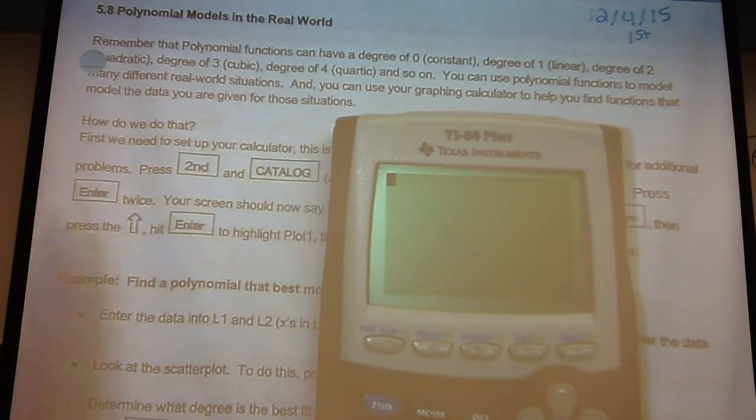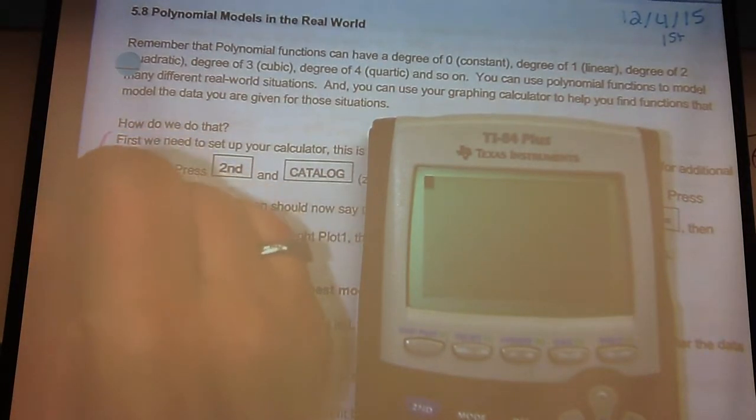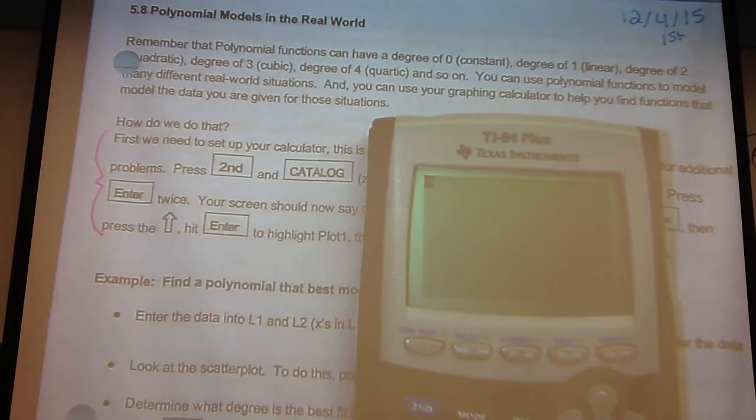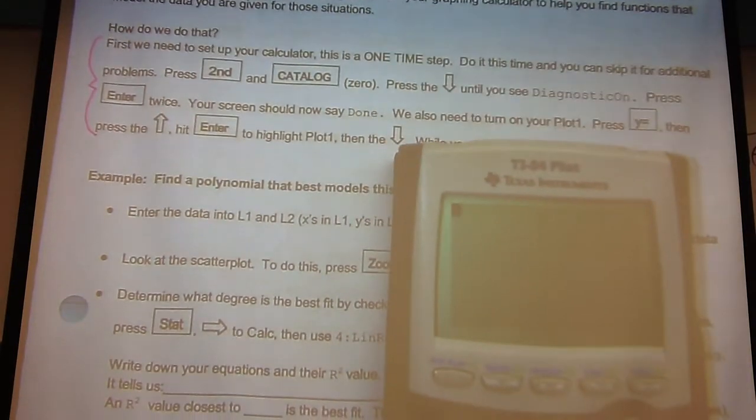And the first stuff right here, all of this stuff, is just going to be setup stuff. So you will do these steps this one time, and then your calculator will be set up and you won't have to do this stuff again. Okay? So we're going to follow along with these directions. So first, obviously, turn your calculator on.